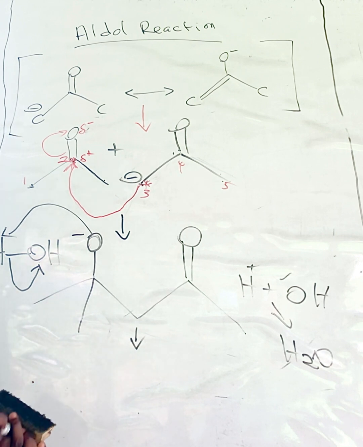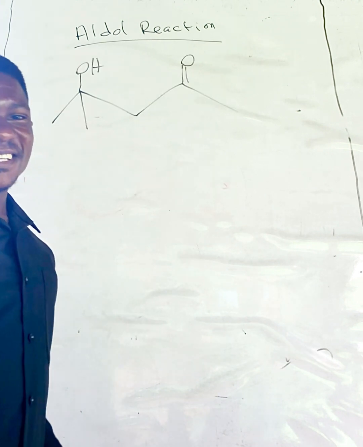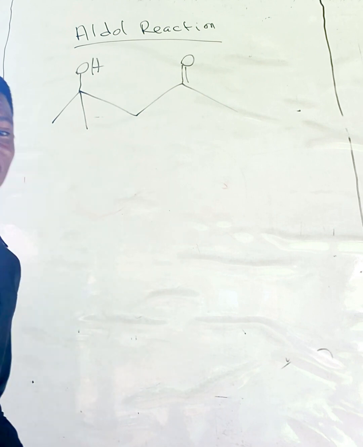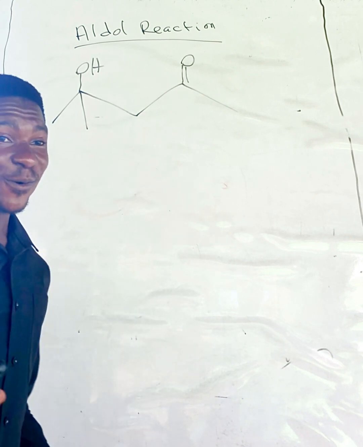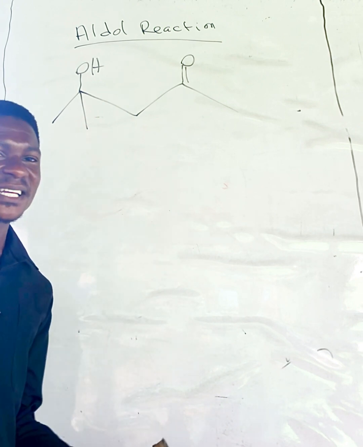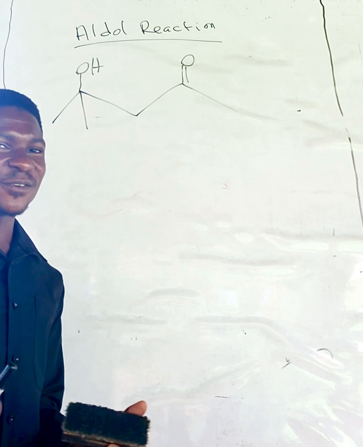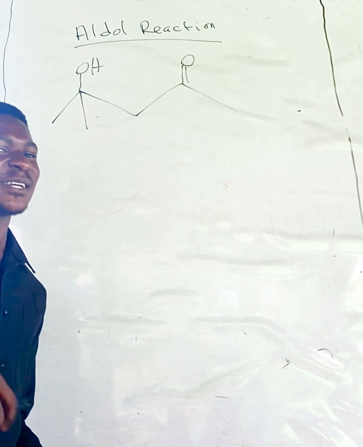So when water donated the proton back to our negatively charged intermediate product, what will be the final product? You can try it. Pause the video and see if you're able to get the final Aldol product. All right, so now this is the final Aldol product that we are supposed to get. If you did it very well and you had the same thing as I wrote on the board, then congratulations. But if you had it wrong, then please pause the video, replay it, and watch it very carefully. Make sure you understand it this time and then do it yourself.